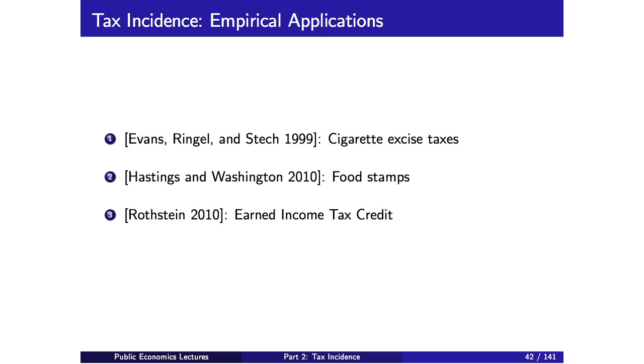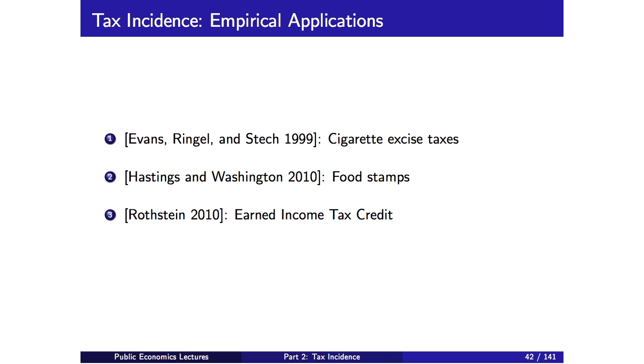Okay, so we have 5 minutes left. What I'm going to do in most of the rest of this lecture on incidence is to talk about 3 actual empirical applications. Stepping back from salience issues, which have only more recently become prominent in this literature, these are more traditional questions of what the incidence of various policies looks like. So we're going to talk about cigarette taxes, we're going to talk about food stamps, and then we're going to talk about the earned income tax credit.